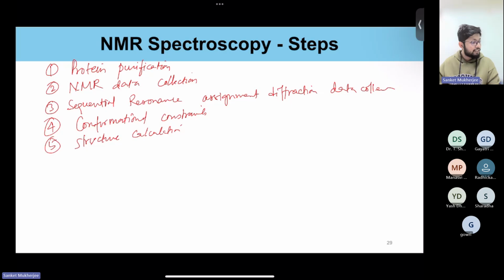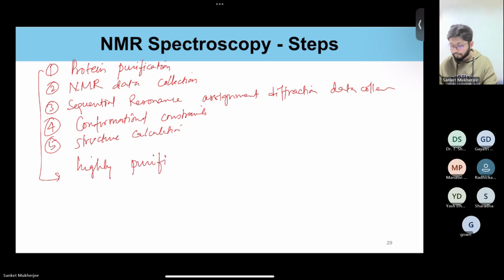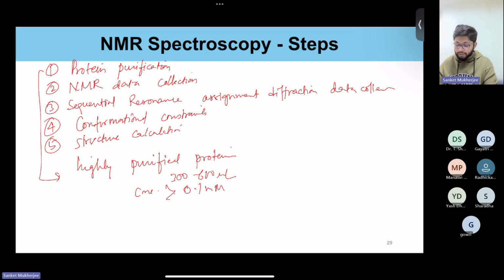So if we look at protein purification, we require highly purified proteins. We need around 300 to 600 microliters of the protein, and the concentration should be more than 0.1 millimolar. And the protein is usually dissolved in a buffered solution.